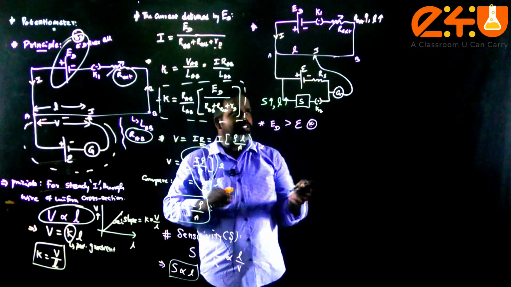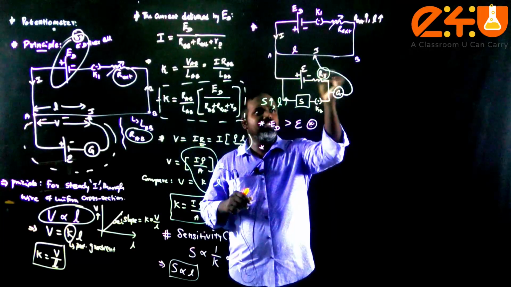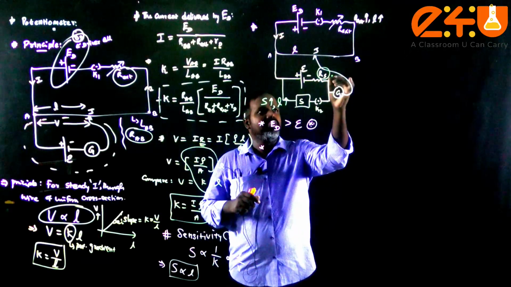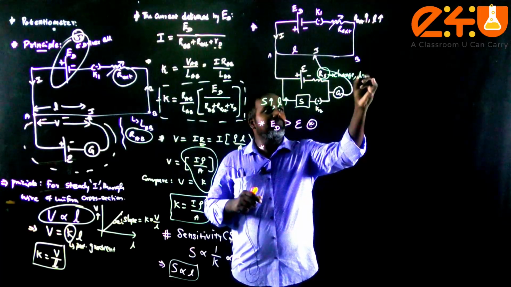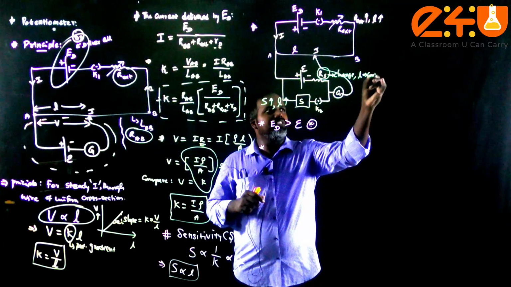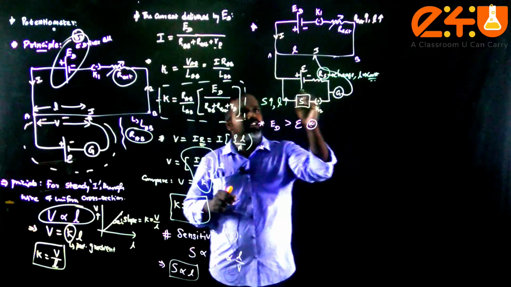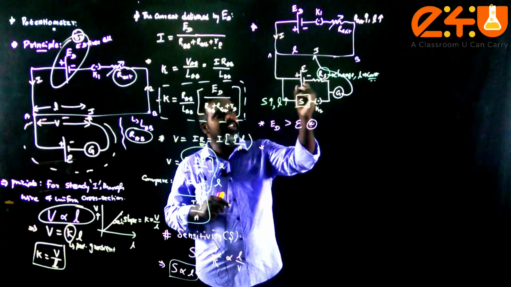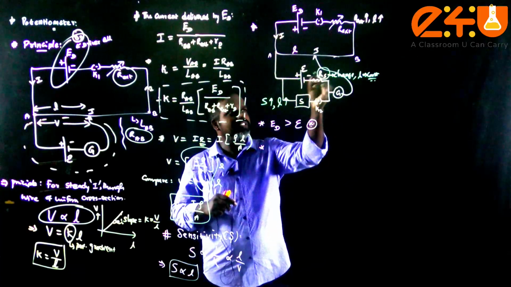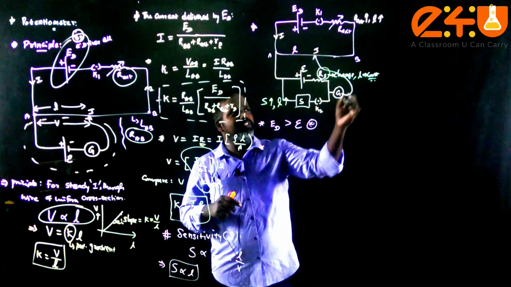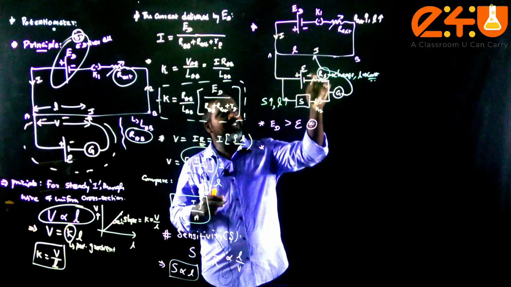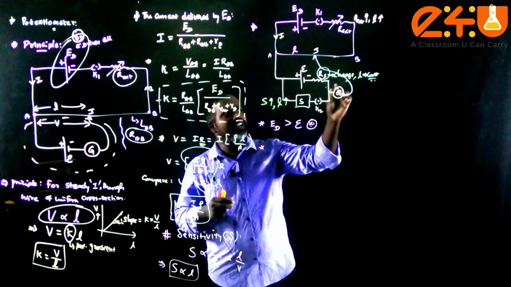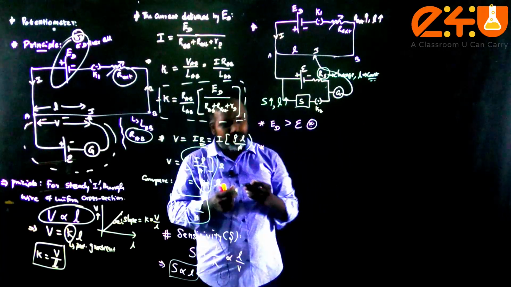But what is the effect of the series resistance? When this is changed, L remains the same, L remains constant. That means at the balancing condition, the current passing through the resistor Rs will be 0 because of the balancing condition. Then there is no current flow. So whatever change has happened here will not affect the balancing length.